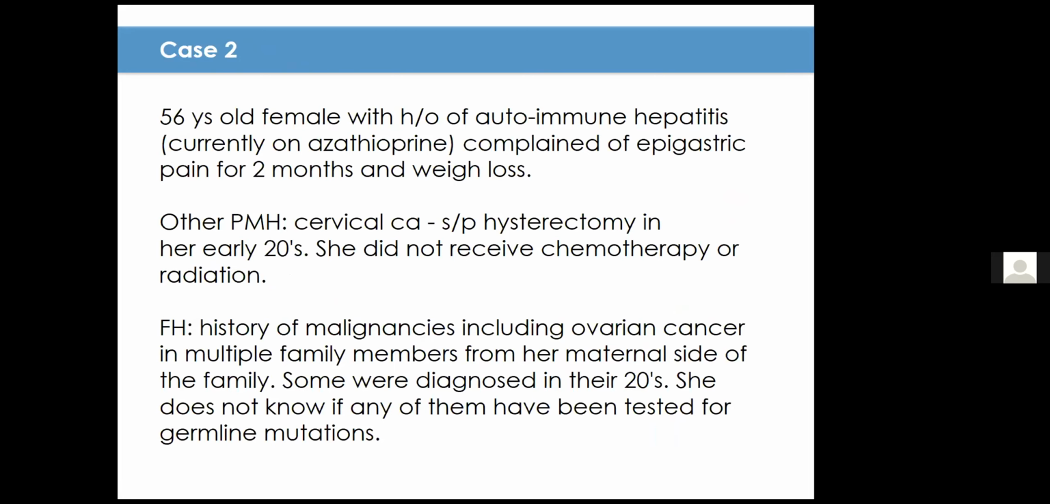So 56 years old with a history of autoimmune hepatitis, currently on azathioprine, that complained of epigastric pain for about 2 months and weight loss. In terms of other past medical history, she had a history of cervical cancer, which was treated with hysterectomy. She had multiple family members with ovarian cancer. They were diagnosed early in their lives, and to the best of her knowledge, she didn't know if anyone in the family had germline mutation testing.